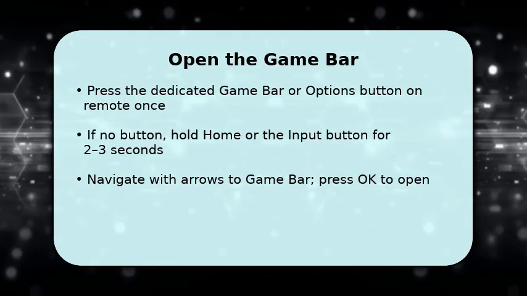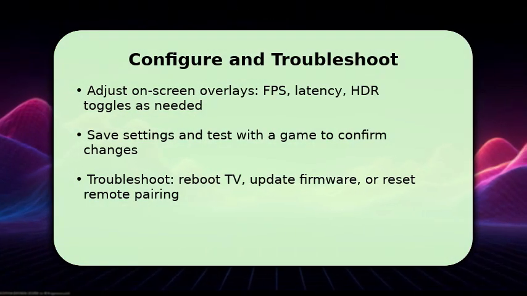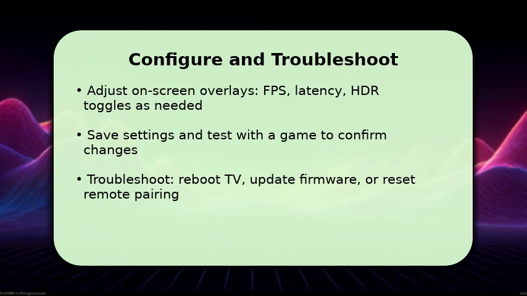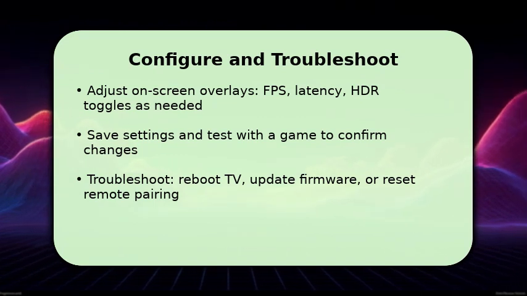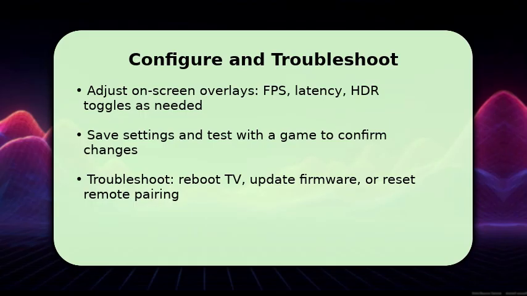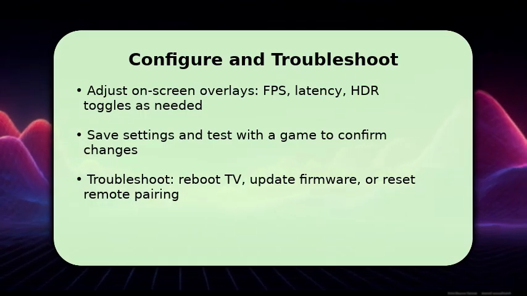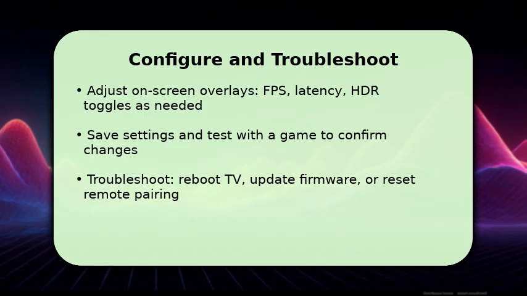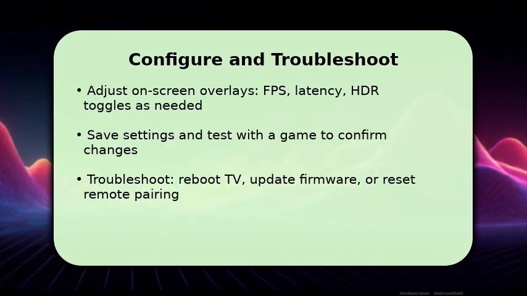Now configure the Game Bar options like FPS display, latency overlay, and HDR toggles. Adjust each to your preference so you can measure performance while playing. Once set, save changes and test using a game to confirm overlays appear and inputs are responsive.